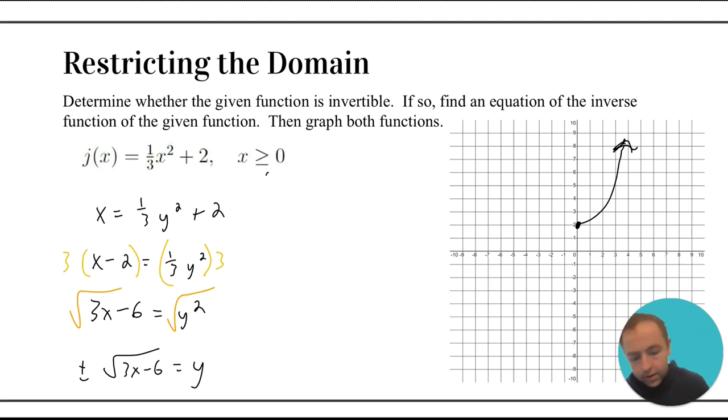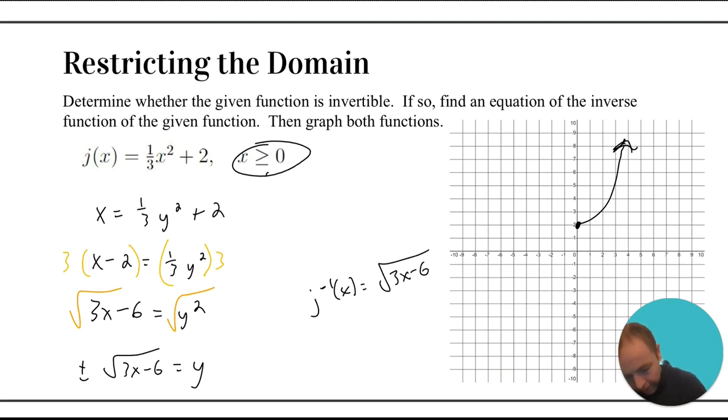But that would mean then you would have something that's not a function because you have both of the square roots. So because x was greater than or equal to 0, you're going to want to only take the positive root in this case. So then j inverse of x should equal just the positive root of 3x minus 6 then.